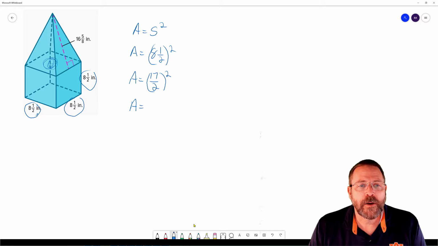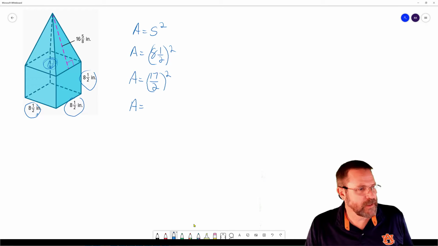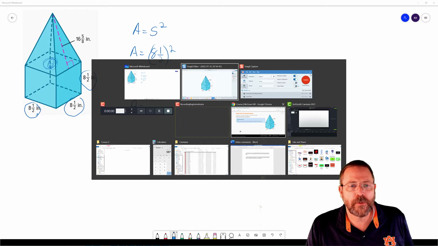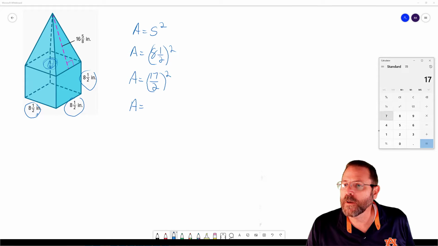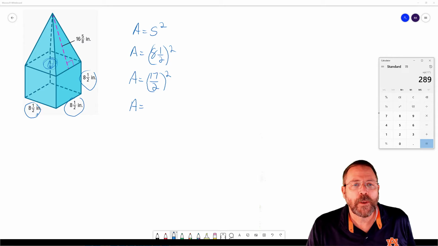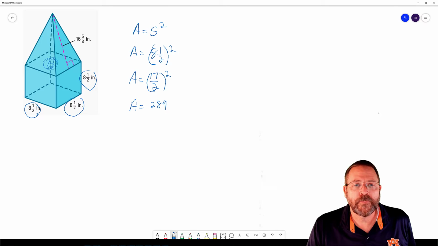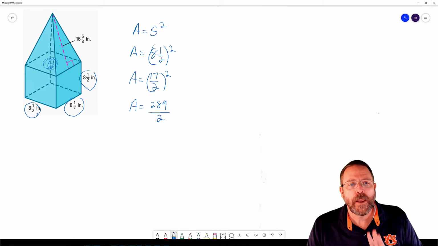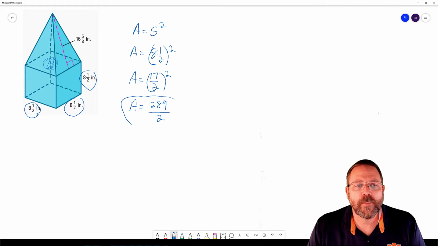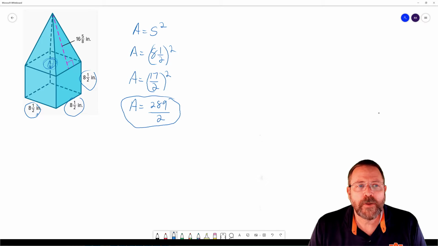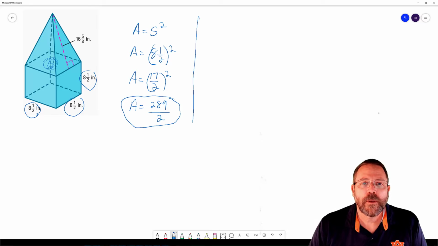And now I can say that area is equal to, well, 17 times 17, that one is not coming to me off the top of my head. 17 squared is 289 divided by 2, and we're just going to leave it there as an improper fraction right now. Now we've got 5 of those, so to find the surface area of the cube part of it, I'm going to take that number and multiply it times 5. Remember, we're not doing the top portion, we're only doing the 4 sides and the base.